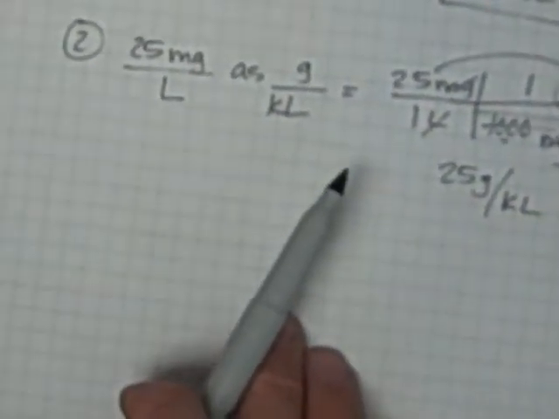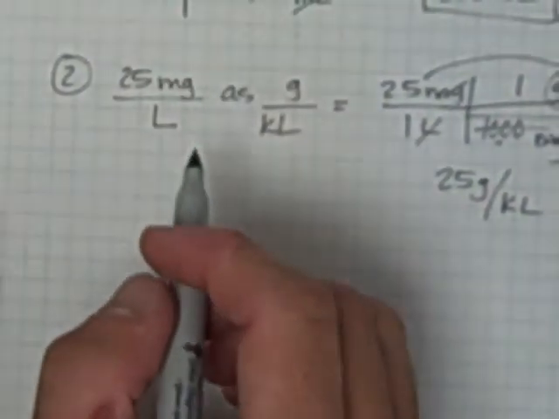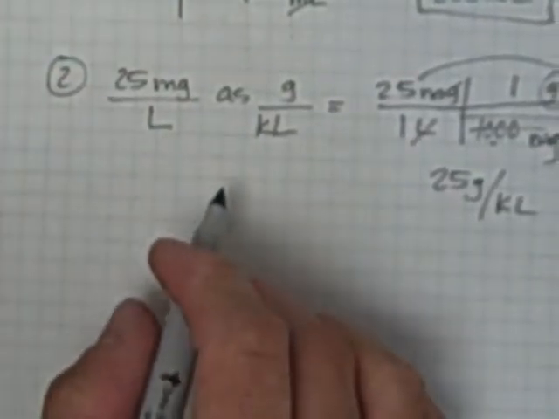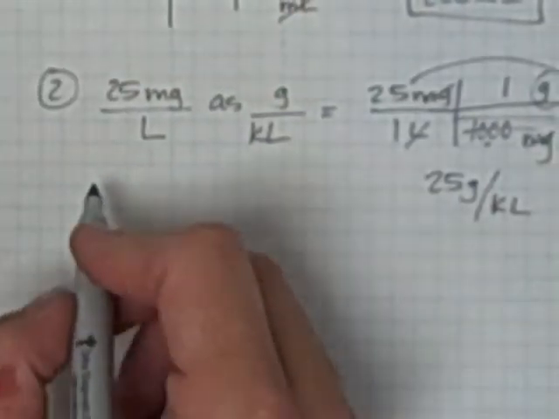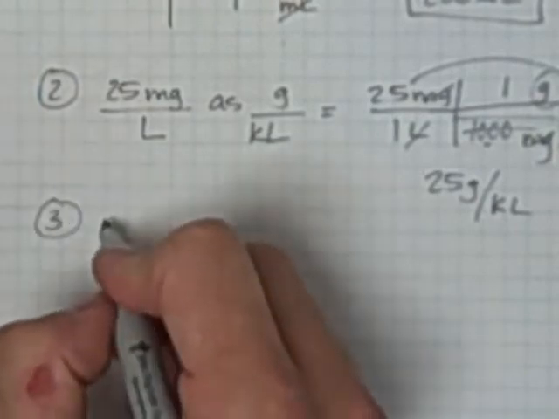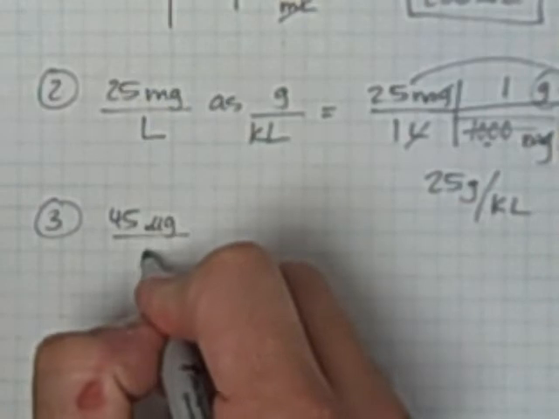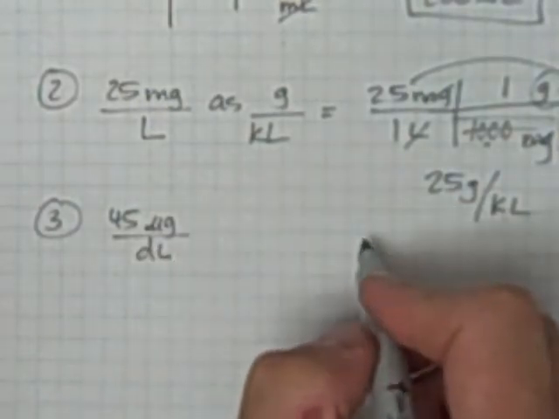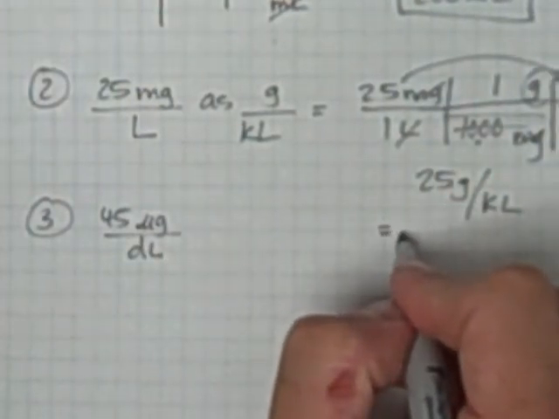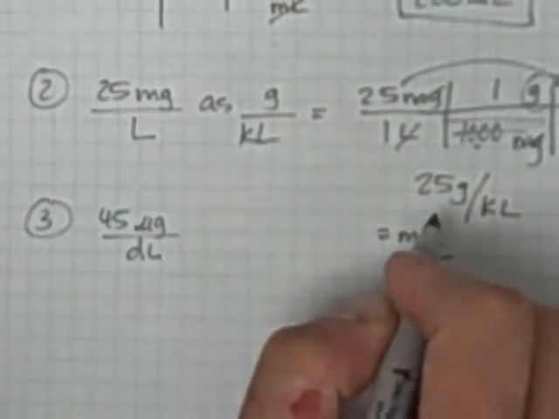Let's do another one just for fun. Let's do the first part of number 3 there. So 45 micrograms per deciliter. And it says eventually we want to measure this out as milligrams per liter.